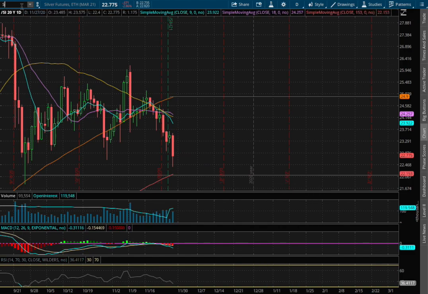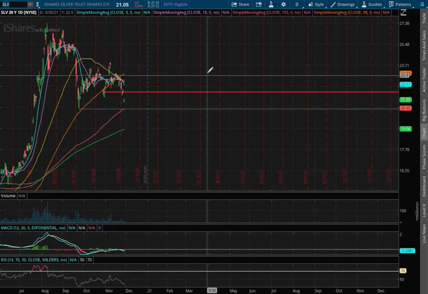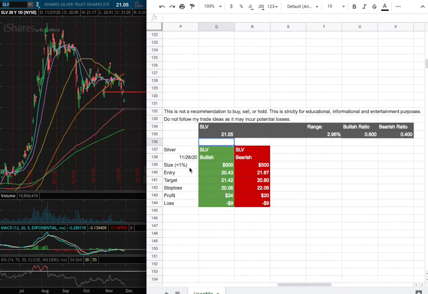As for the trade idea of the week, I'll be trading SLV. So my position size will be less than 1% of my portfolio. My long entry will be at $20.43, which is this range right here, and that coincides with the 150-day moving average. The sell target is at $21.42 and my stop loss is at $20.06.